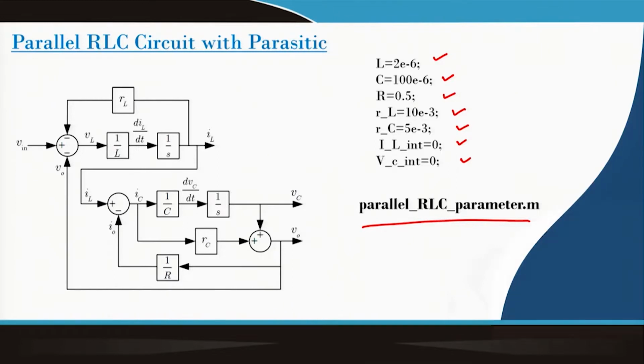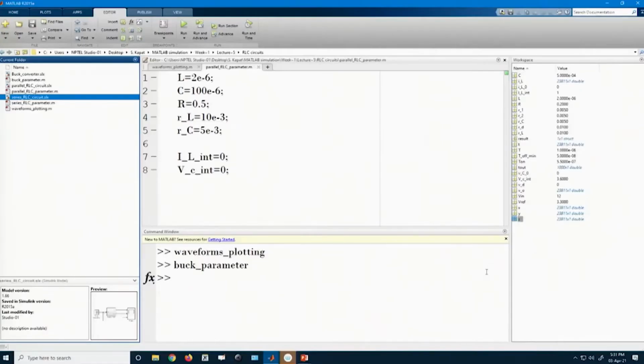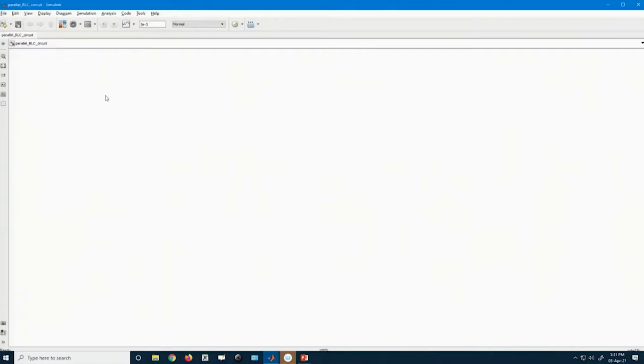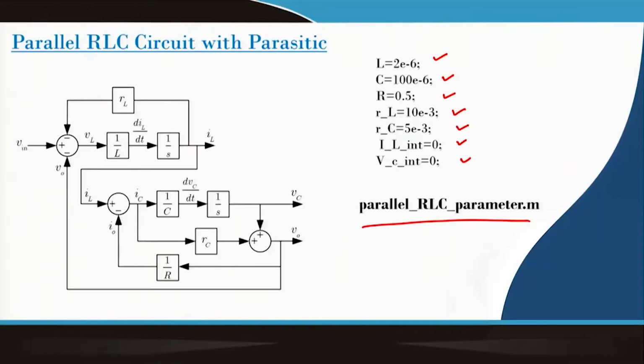So, let us go back to the MATLAB simulation block. In this MATLAB simulation, what we want is this file, the parallel parameter, parallel blocks, which I have explained. Now, we want to build this parallel RLC circuit, and we already have the equations. These equations correspond to these particular blocks, and this block needs to be plugged in.